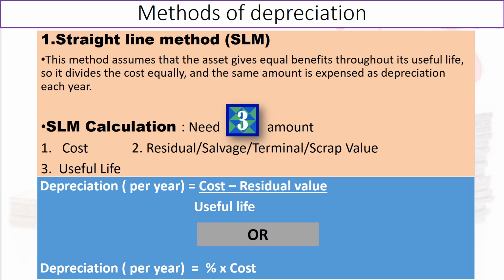What it means is at the end of the useful life of the non-current asset, how much can they sell it for. Again, residual, salvage, terminal, and scrap value means at the end of the useful life of the non-current asset, how much they can sell it for. Okay, useful life is how many years they intend to use the non-current asset.